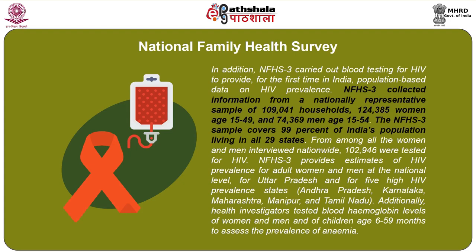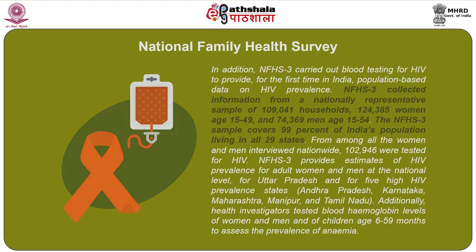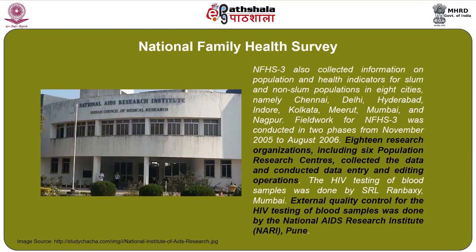Additionally, health investigators tested blood hemoglobin levels of women and men and children of age 6 to 59 months to assess the prevalence of anemia. NFHS 3 also collected information on population and health indicators for slum and non-slum populations in 8 cities, namely Chennai, Delhi, Hyderabad, Indore, Kolkata, Meerut, Mumbai and Nagpur.